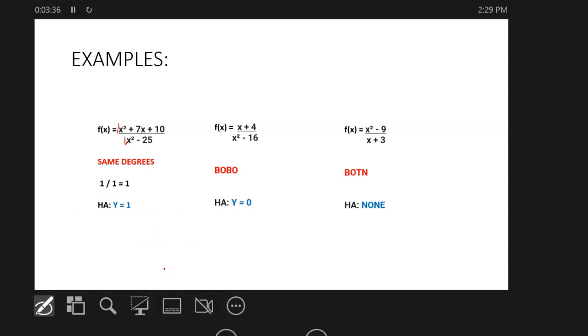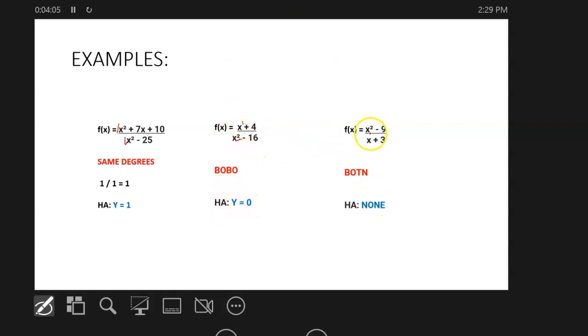Second problem is an example of BOBO, biggest on bottom, 0. When I look at the degrees, the degree on top, the numerator, is x to the first power. The degree on the bottom is 2. Since 2 is bigger than 1, we have a situation of BOBO, and the horizontal asymptote is always going to be y is equal to 0.